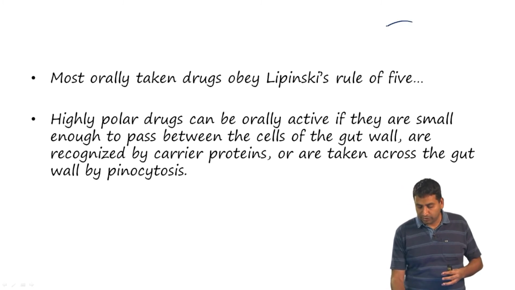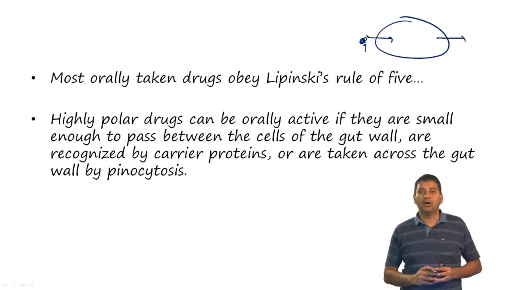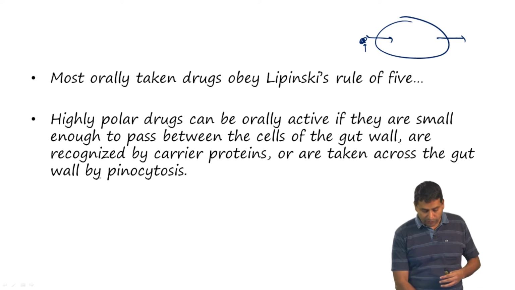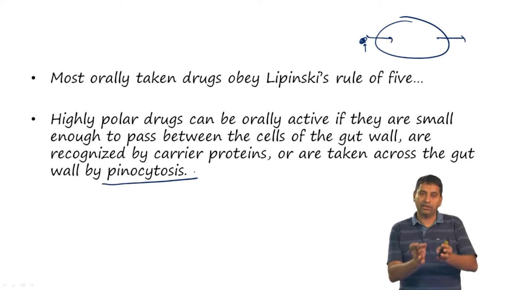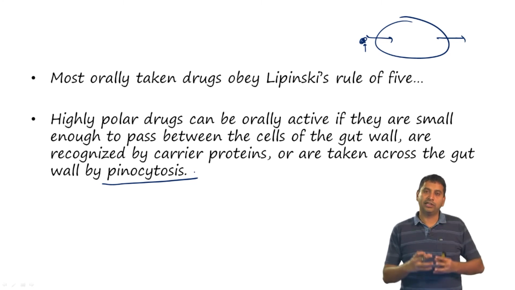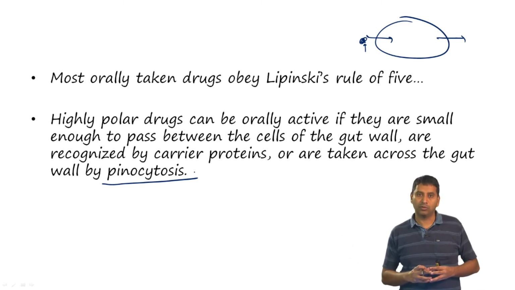We have already seen the example of how a carrier protein can bind to the drug and take it across the gut wall, or it can also go through by pinocytosis. We have looked at the mechanism of pinocytosis, wherein an invagination occurs, there is an encapsulation, and then the drug is passed through the gut wall. These are the mechanisms by which highly polar drugs can be absorbed.